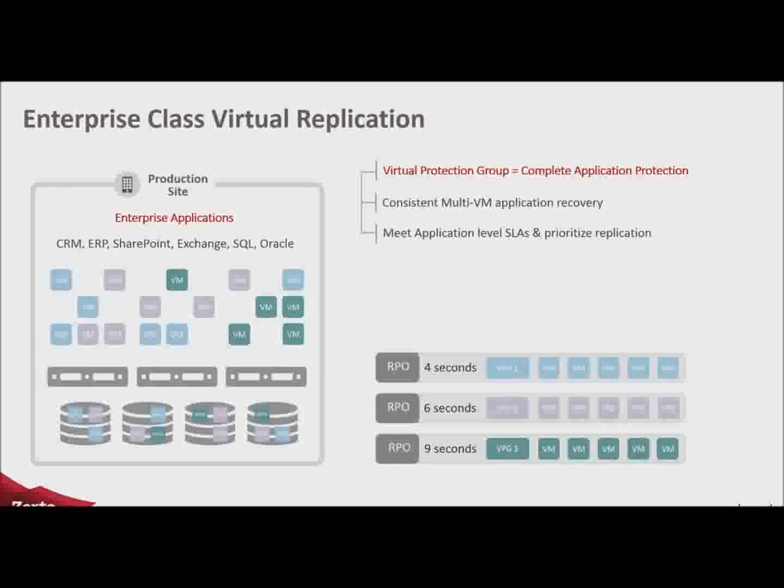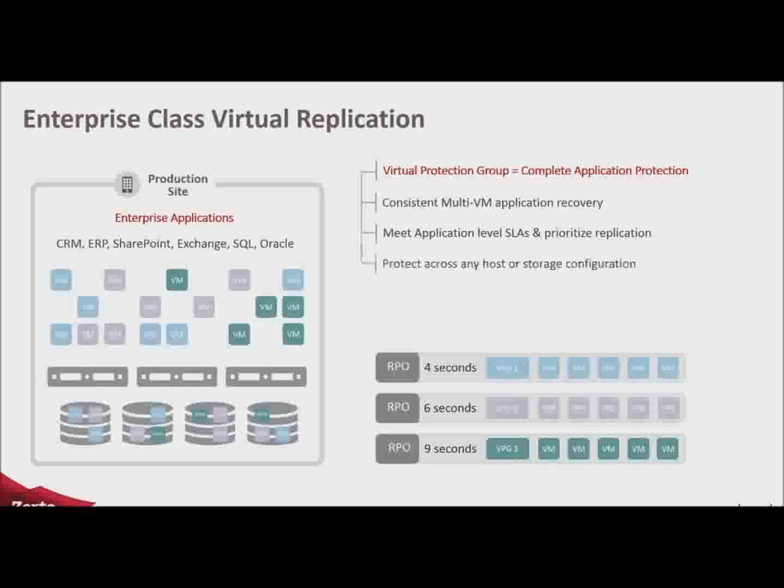If the bandwidth becomes constrained, then we will let the recovery point objective of the third protection group increase while maintaining a low RPO on VPG 1 and 2. So this allows you to prioritize the replication traffic to ensure you're always meeting your application level SLAs, but utilizing the bandwidth available effectively.